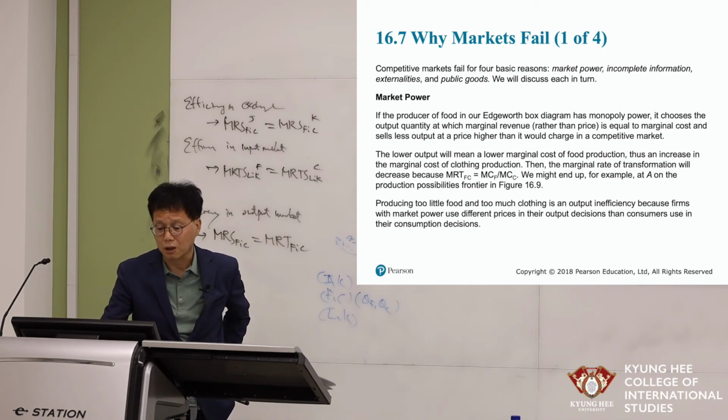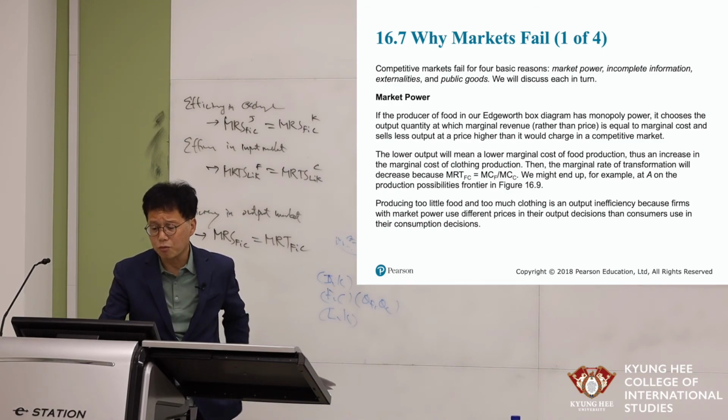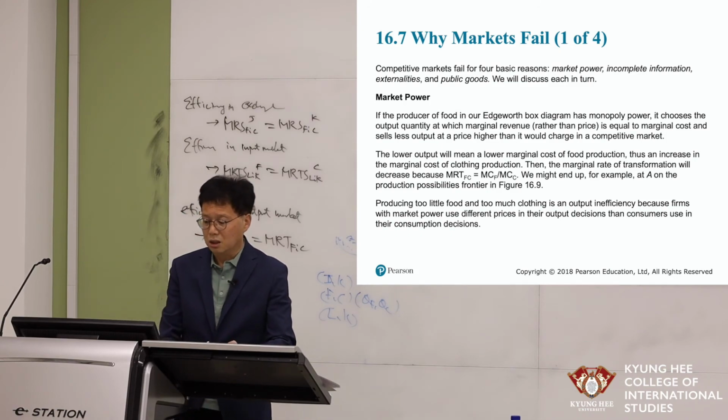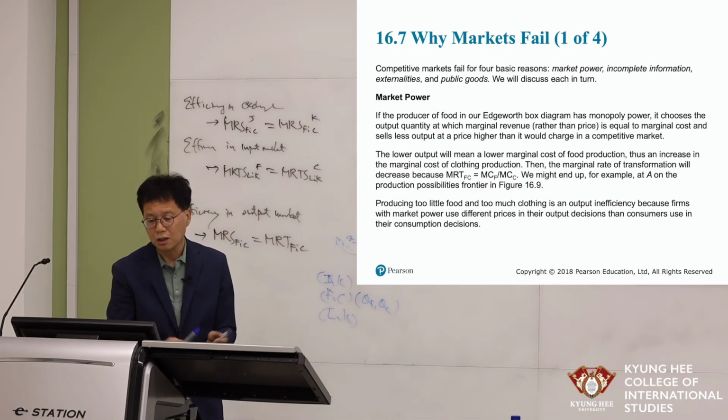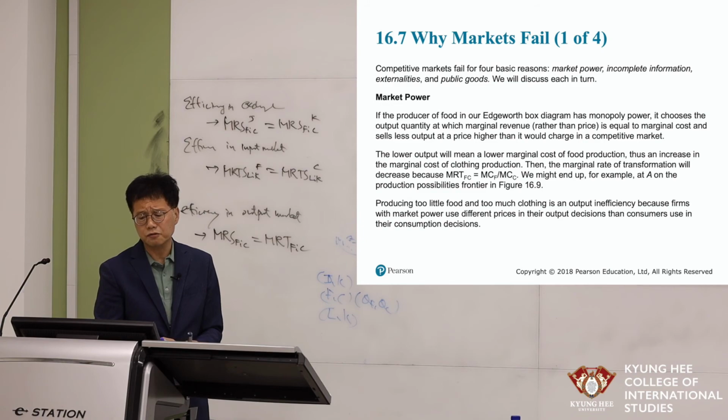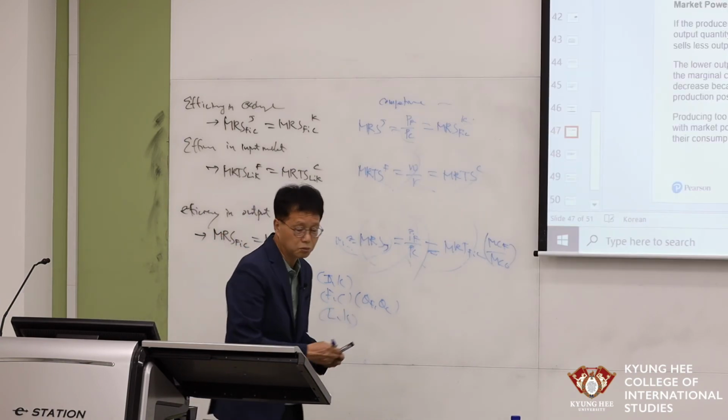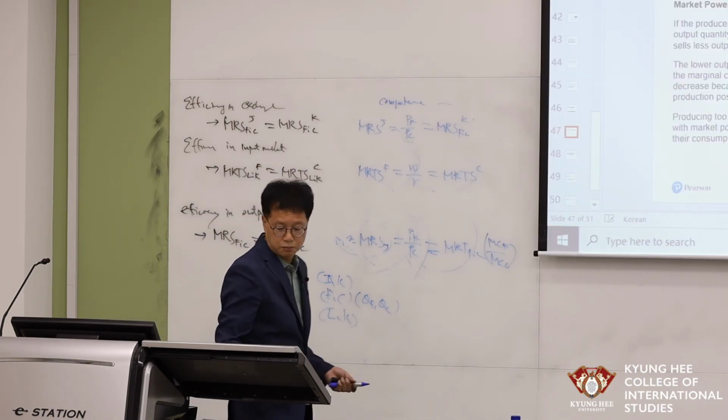Number 1, market power. If the producer of food in our just box diagram has monopoly power, it chooses the output quantity at which marginal revenue is equal to marginal cost. And it sells less output at a price higher than it would in a competitive market. Okay, let's look at this. Right? Monopoly power, for example, producers of food have monopoly power. Then what happens?